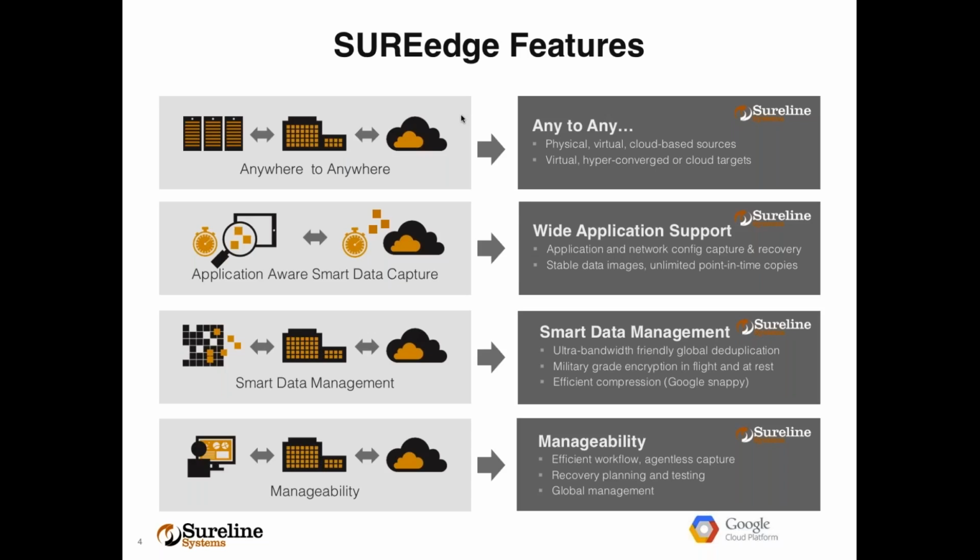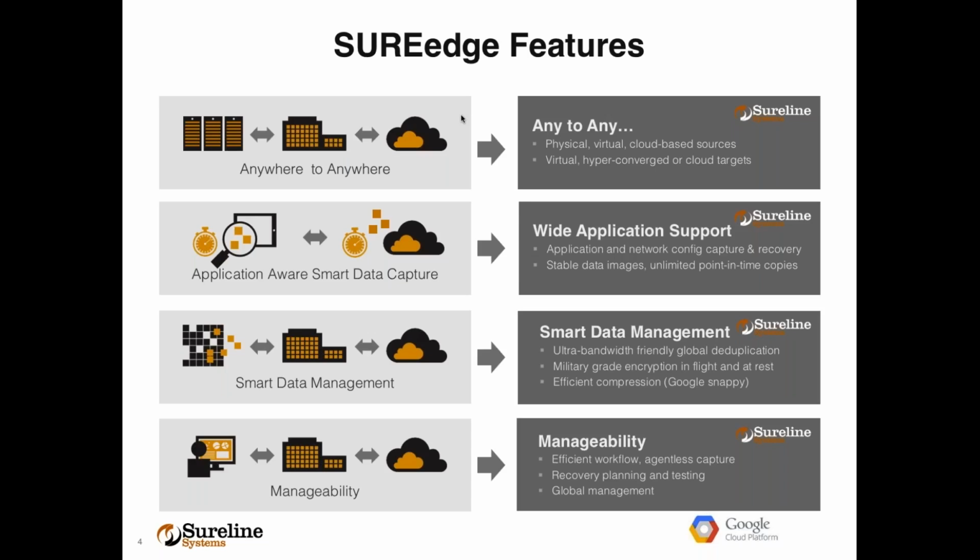To do all this, we use smart data management. We have a unique global deduplication technology. We also use compression to efficiently make use of storage space and especially your network bandwidth. And we use encryption to protect data in flight and at rest. So we only move the minimum amount of data that's required to get you moved from one place to another, and we move it safely and securely.